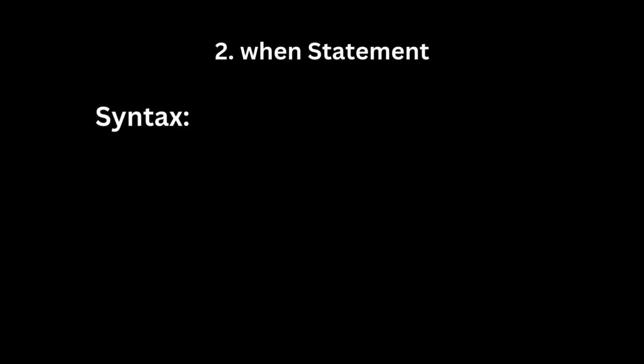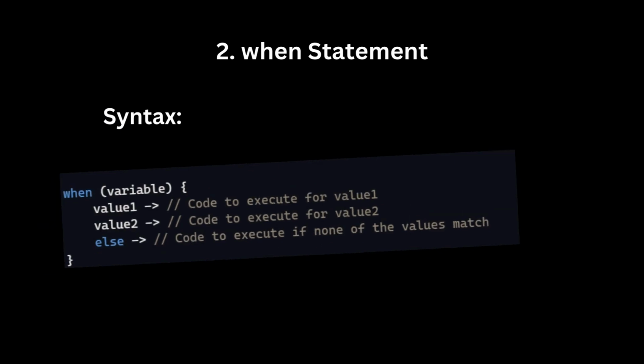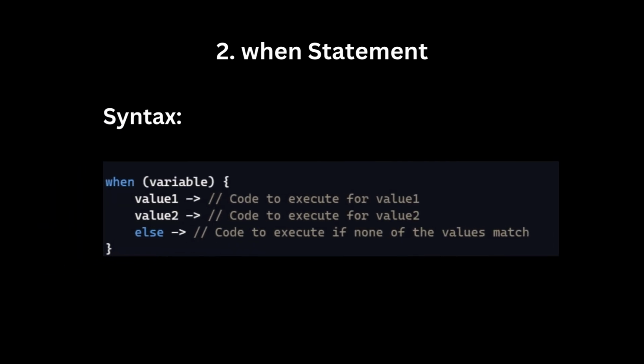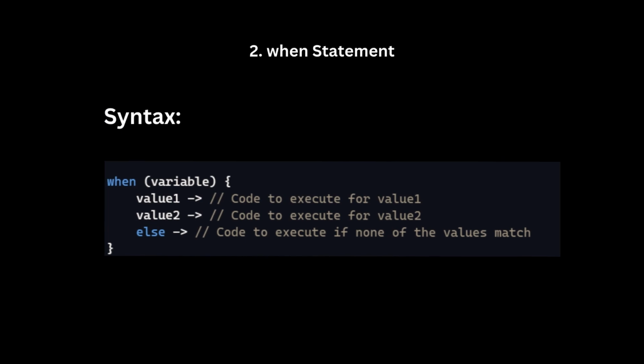Now coming to the when statement in Kotlin. It is similar to the switch case which we use in other programming languages. It can handle multiple conditions and execute the code based on the value of a variable. Suppose it does not match any of the given conditions or a given string, then the else case, the statement following the else, will be executed.